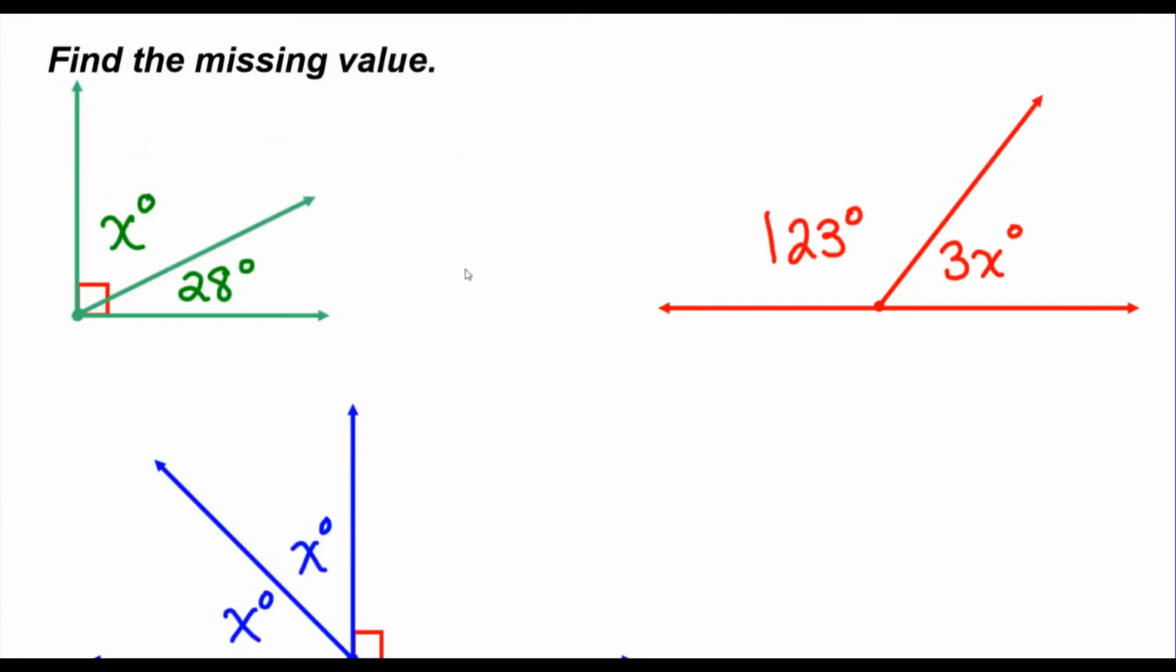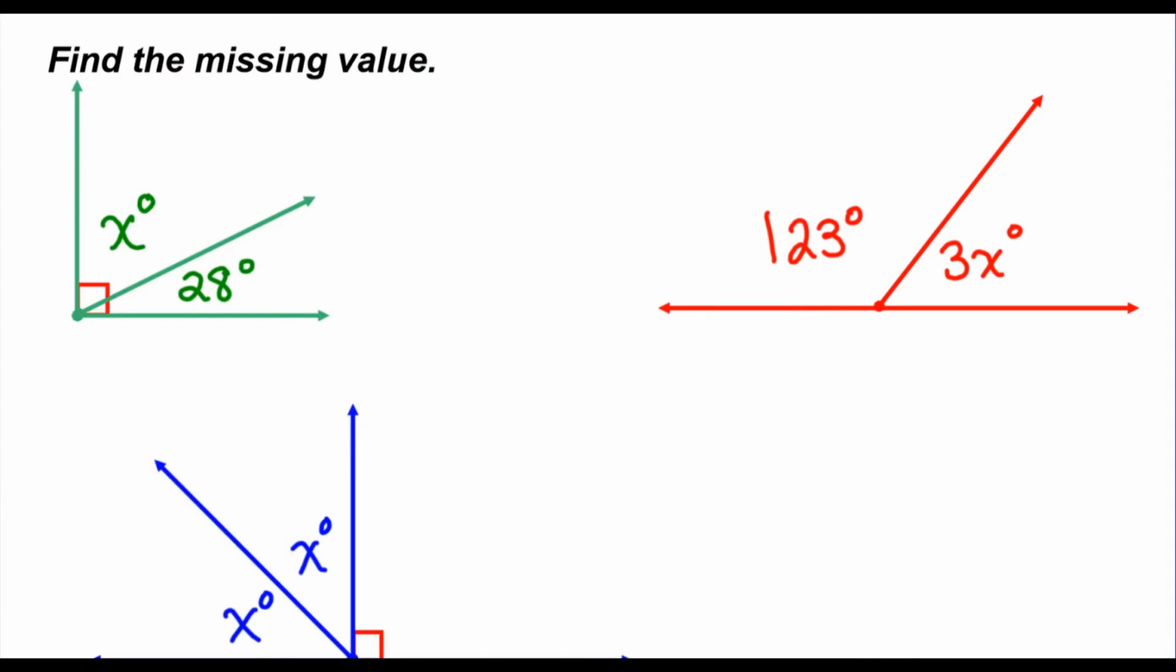How can I use complementary and supplementary angles to solve problems? In each one of these diagrams, I have a missing value and I need to find it. Looking at the green angles, I have x degrees and I have 28 degrees. What is the value of x?